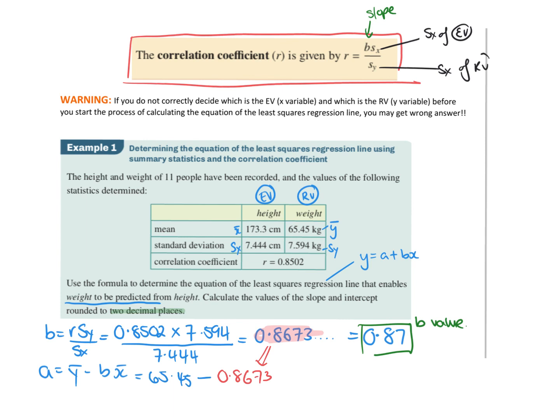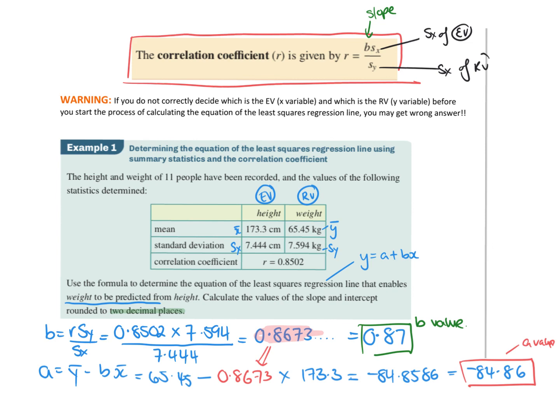And then we're going to times 173, the mean of X, 0.3. And I end up with negative 84.8586. But they said to do 2 decimal places, so negative 84.86. Okay, so that is my A value.